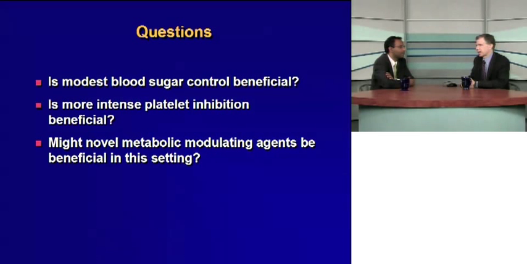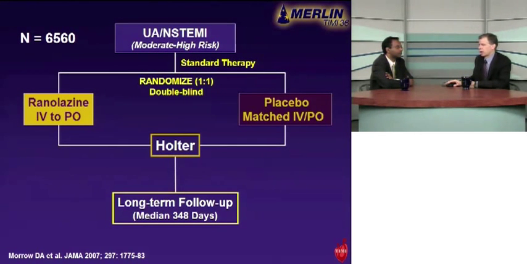Is more intense platelet inhibition particularly beneficial in this population? Still, I think, an area of open debate. Probably yes. And might novel metabolic modulating agents be beneficial in this setting? And one of the nice things that we now have is the FDA mandate to be studying new drugs for diabetes for cardiovascular outcomes. And many now are studying patients with acute coronary syndromes as a mechanism to test the cardiovascular safety and effect of new agents for diabetes.